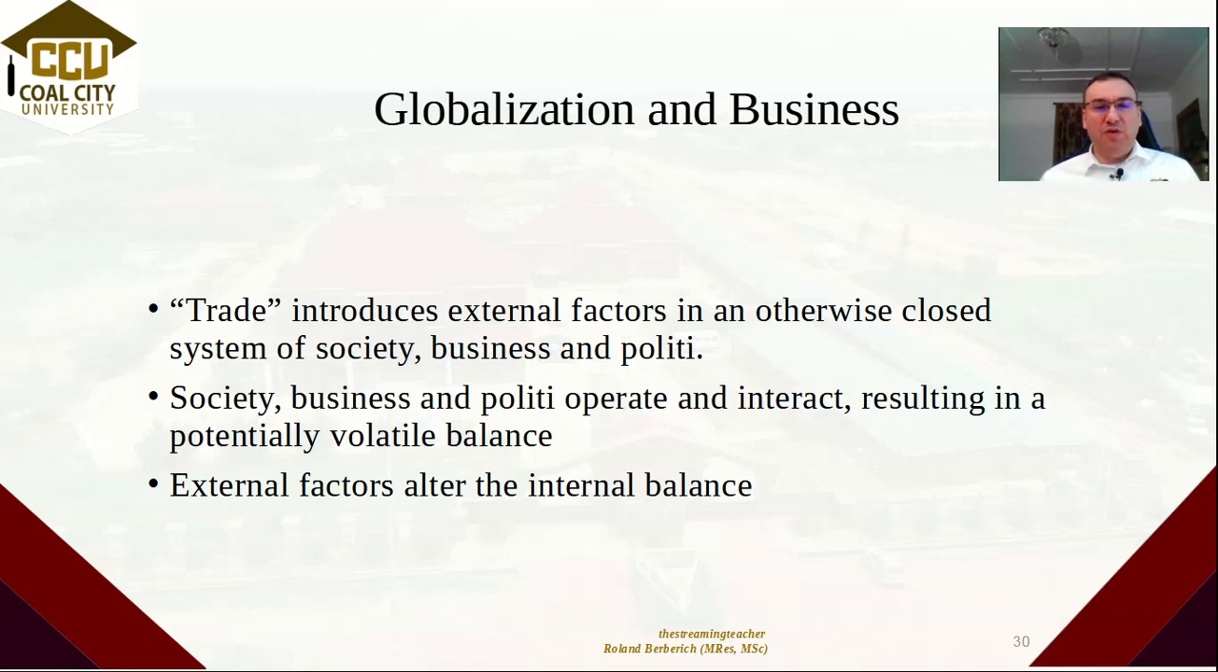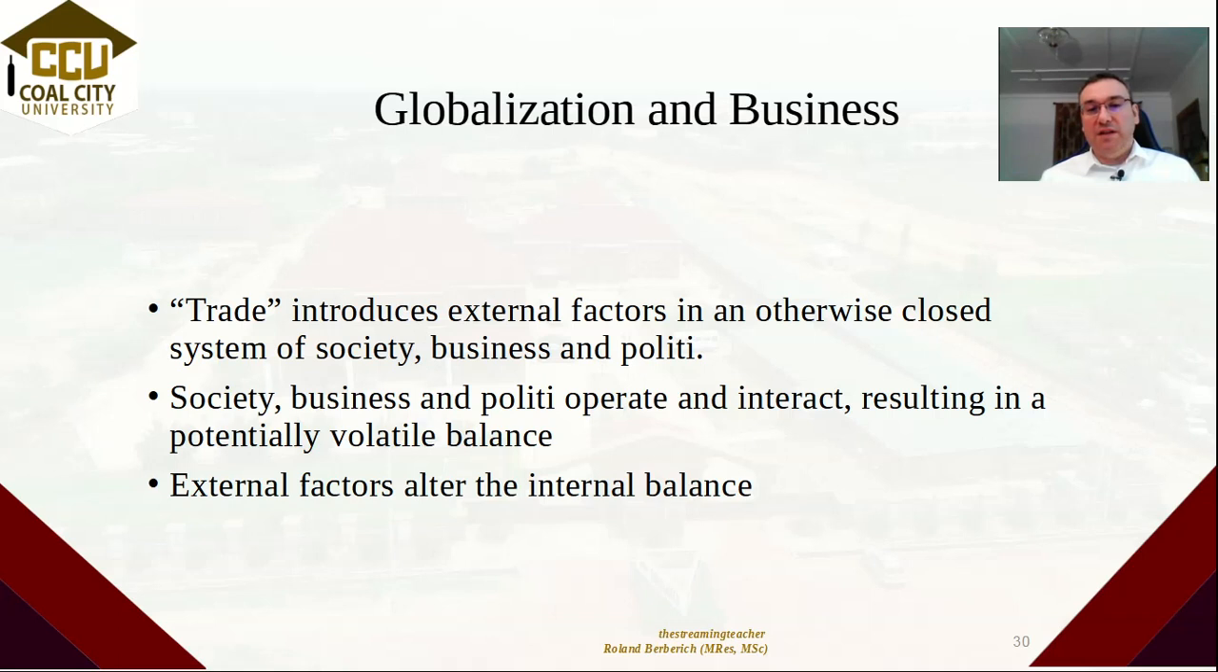The concept of trade is influenced by external factors in an otherwise closed loop system. For example, when we look at society, business, and politics, we have a closed system within our country, but as soon as we open up to trade, society, business, and politics is influenced by the existence of foreign trade coming into our country and domestic goods going out of our country.